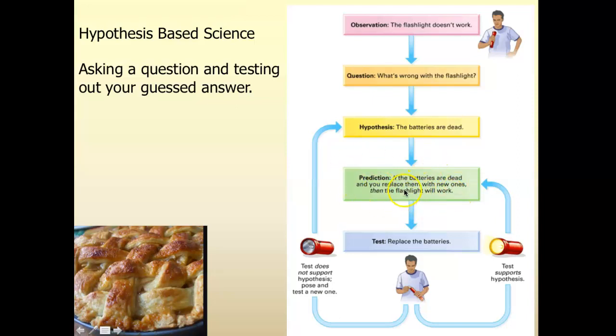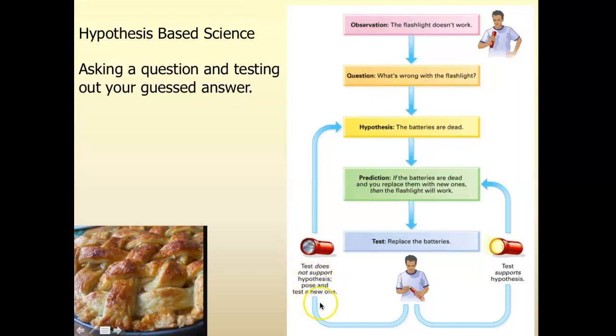Based on your prediction, you can create an experiment or a test, right? So you're going to replace the batteries. Now, two scenarios can happen because this is your experiment. You don't know what's actually going to happen, but you're going to replace the batteries and the batteries don't work. So the flashlight still does not work. So your test, and I shouldn't say test, it should be the data, right? The data here is that you turn on the flashlight and it turns on or it doesn't turn on. So your data says, oh, doesn't turn on.